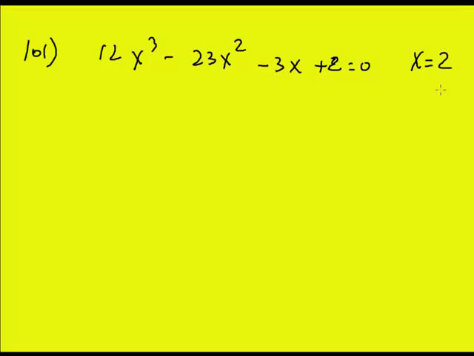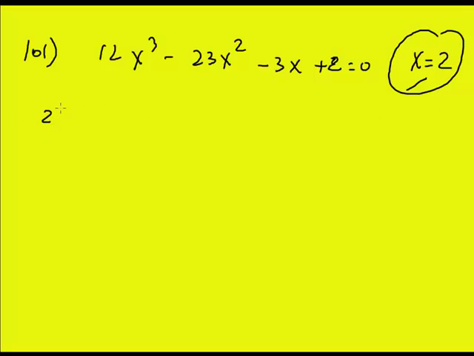Alright, 101. I have 12x to the 3rd minus 23x to the 2nd minus 3x, plus 2 is equal to 0. And they're telling me x is equal to 2 is a 0. They want me to find the other solutions or the roots. That means they're telling me this is going to work. So we don't have to do p over q's. They've already given you one of these.